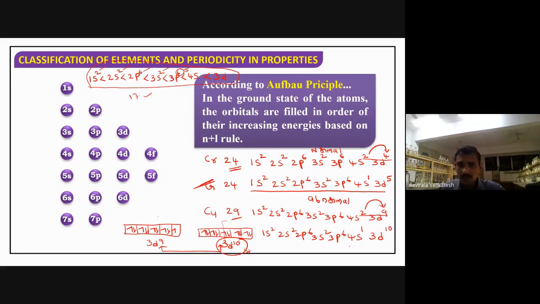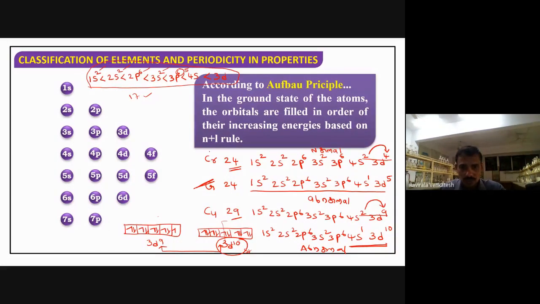So this is the abnormal configuration. This one is again an abnormal configuration. Only these two will be different. In the remaining, up to atomic number 30, as usual you will get the same thing. We have to go 1s, 2s, 2p, 3s, 3p, 4s, 3d.